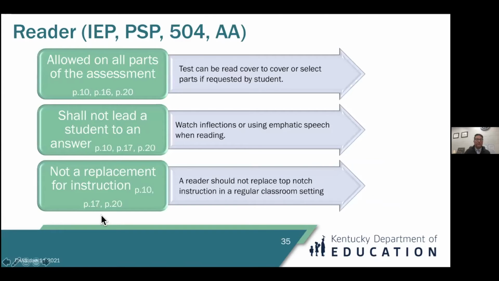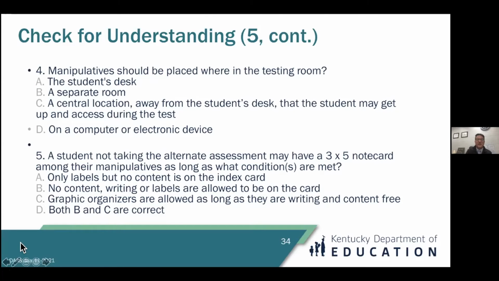All right, and number five, a student not taking the alternate assessment may have a 3x5 note card among their manipulatives, as long as what conditions are met. Is it A, only labels but no content is on the index card? No content, writing, or labels are allowed to be on the card. Graphic organizers are allowed as long as they are writing and content free. So what would that one be? The answer is, in fact, D. Both B and C are correct.